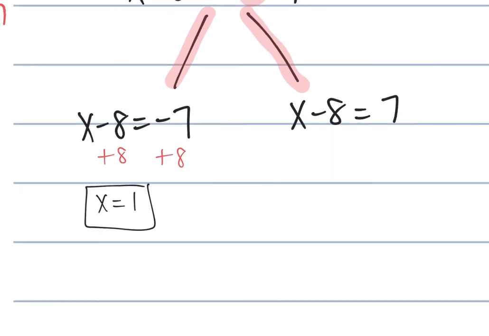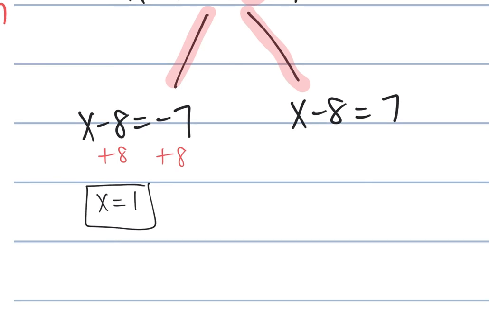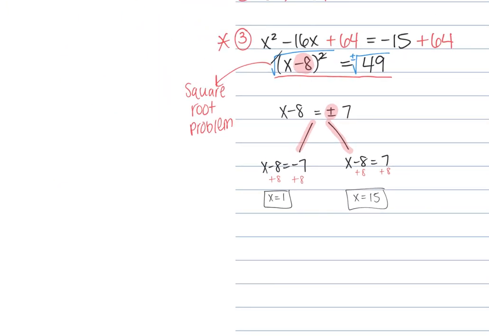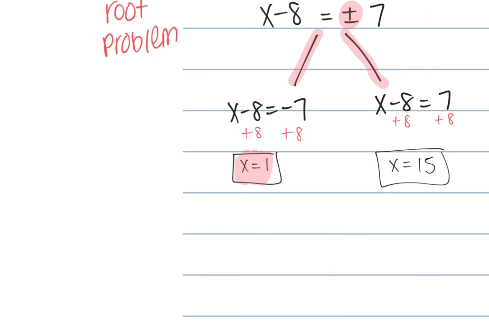Who can do the one on the right? Adrian. Add 8 to both sides. You should get x equals 15. Bingo. How many answers did I get? 2. The square on the x in the beginning was 2.